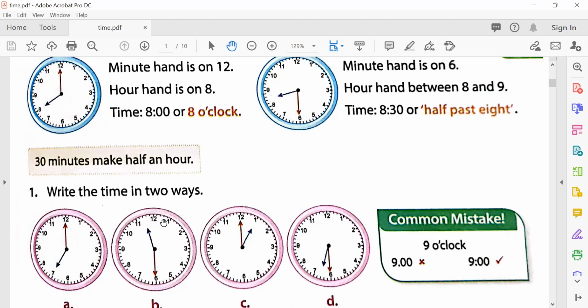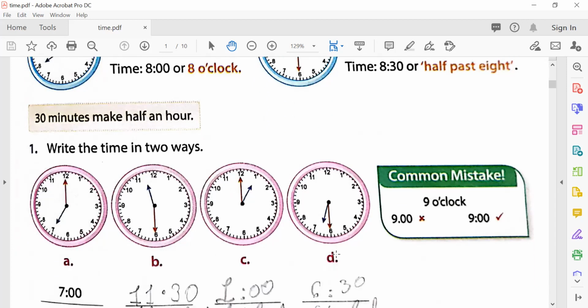So what's the time? It's 11:30, because the hour hand is between 11 and 12. So it will be 11:30, or you will say half past 11. Very good. So what's the time here? Obviously 1 o'clock. Yes, that was right. What's the time here? It's half past 7. Very good.